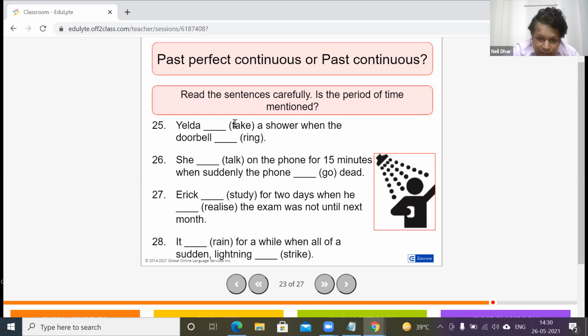Next one. She had been talking on the phone for 15 minutes when suddenly the phone went dead. Correct. Absolutely correct. Next one. Eric had been studying for 2 days when he realized the exam was not until next month. Absolutely correct. Number 28.